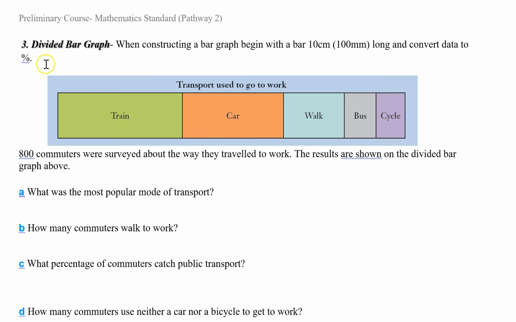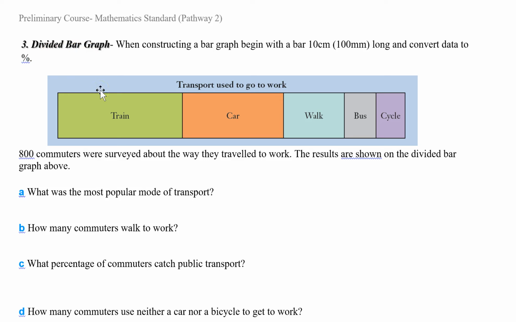This next graph is called a divided bar graph. Don't confuse it with the bar chart, I think they're calling it, which is the column graph. This is a divided bar graph. Please note the name is divided bar. We're going to divide up one bar.